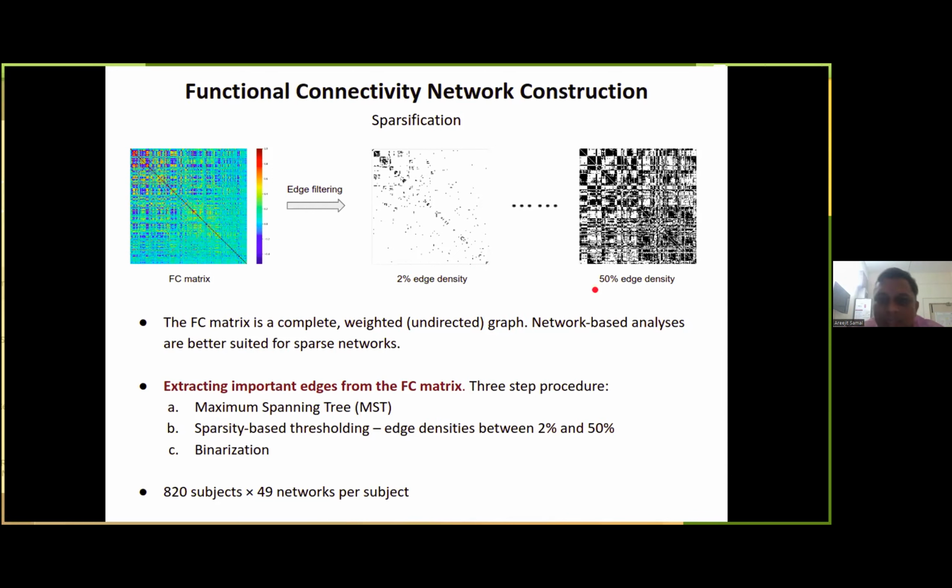So what we then do, to be sure that our results are valid regardless of this edge density, is construct networks starting from 2% edge density to 50% edge density with an interval of 1%, and so on. So we have 49 networks for each subject.